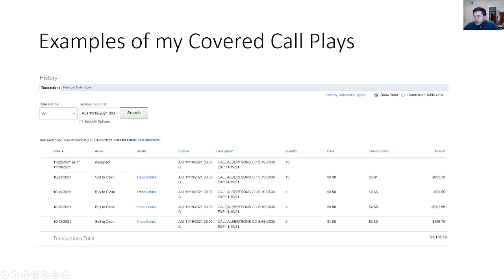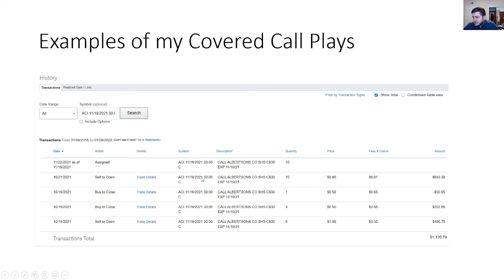And then I bought 4 of them back when the price dipped of Alpersons. And that only cost me $202 to buy 4 of those back. So I still had 1 covered call. Maybe I needed the cash. And then later on, it looks like I ended up buying that back as well for another $50. So $500, minus $250. That means basically I made $250 from these 3 transactions.